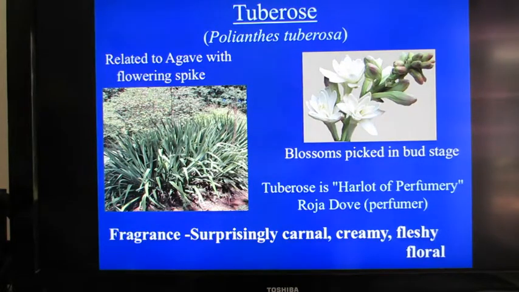Chandler Burr, the curator of the Department of Olfactory Art, the new department at the Museum of Art and Design in New York City, called tuberose a flower with claws. And this was furthered by Roger Dove, a London perfumer, who called it the harlot of perfumery. It's really got a very exotic aroma, surprisingly carnal, a creamy, fleshy type of aroma. And it's an important component of the perfume Fracas, which we'll talk about when we talk about the families of perfumes.